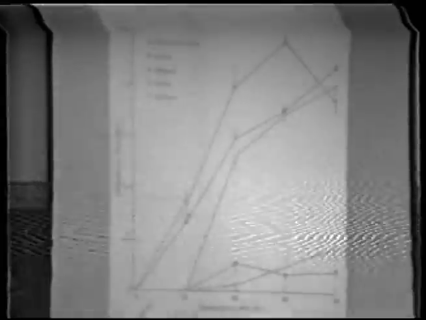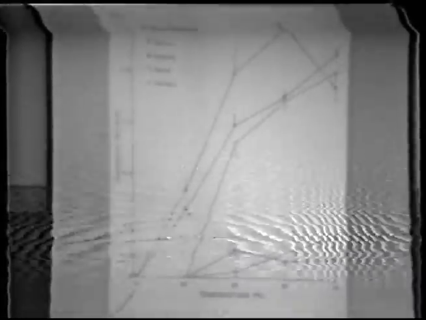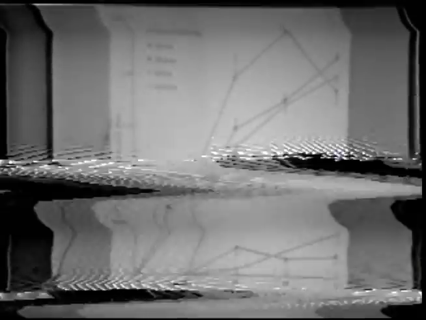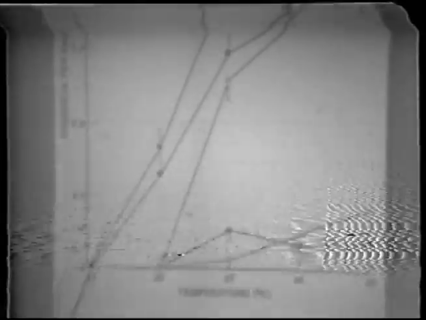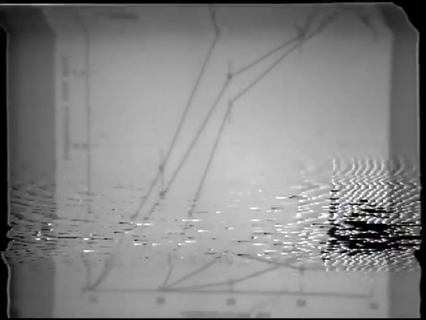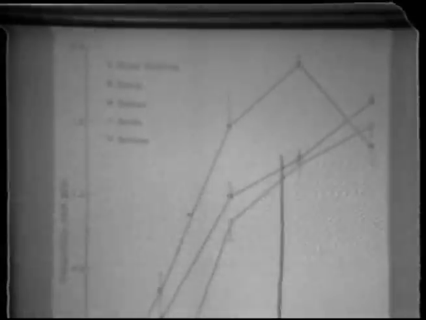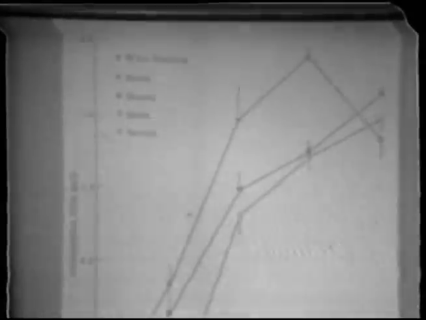Anyway, we're going from temperatures of 15 up to 35 degrees centigrade, which is 59 Fahrenheit up to 95 Fahrenheit. And this is primordia per bud. Again, for most of these varieties, there was roughly a linear increase, or at least an increase in fruit primordia per bud with an increase in temperature. This variety, Rhine Riesling, reached its maximum at 30 centigrade and then began to decrease. The others continued to go up until 35 centigrade.